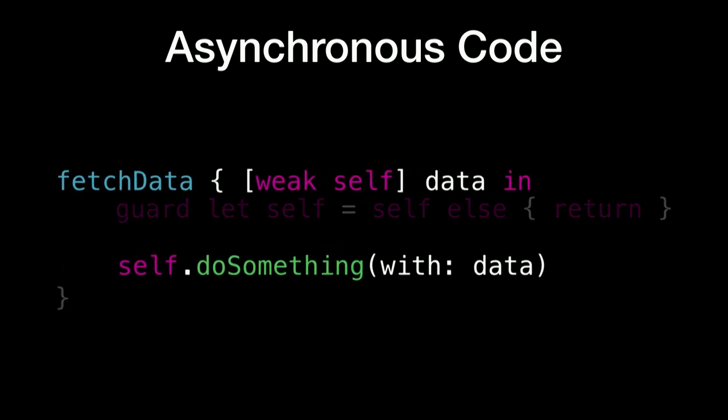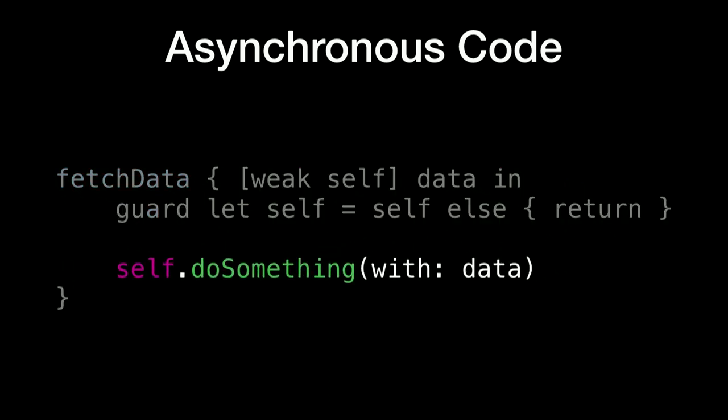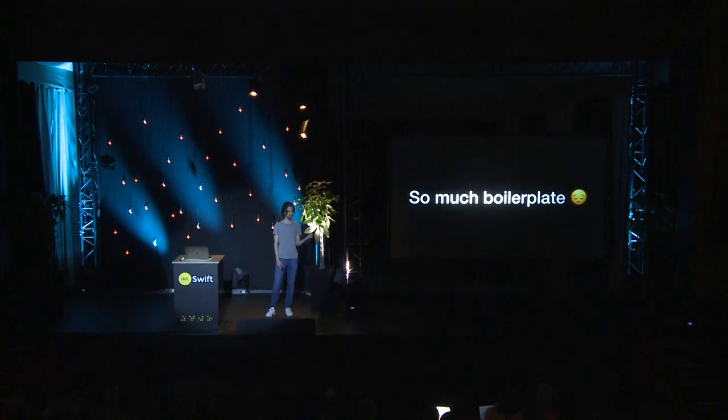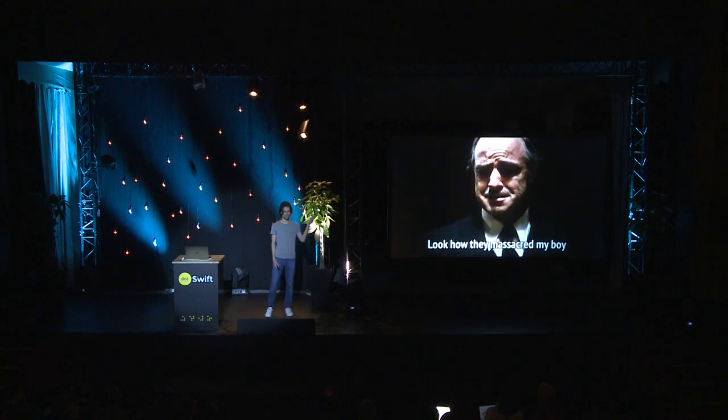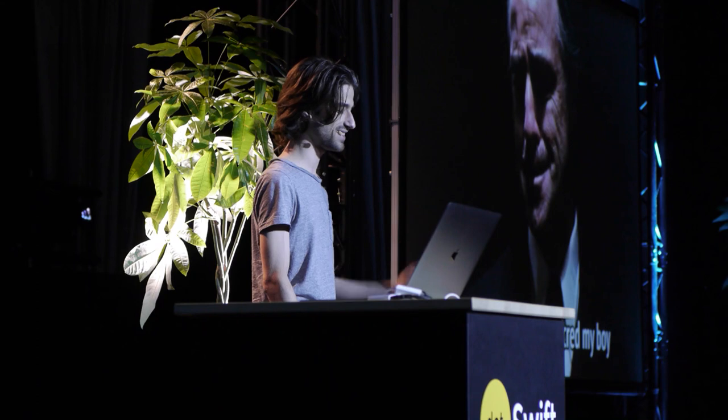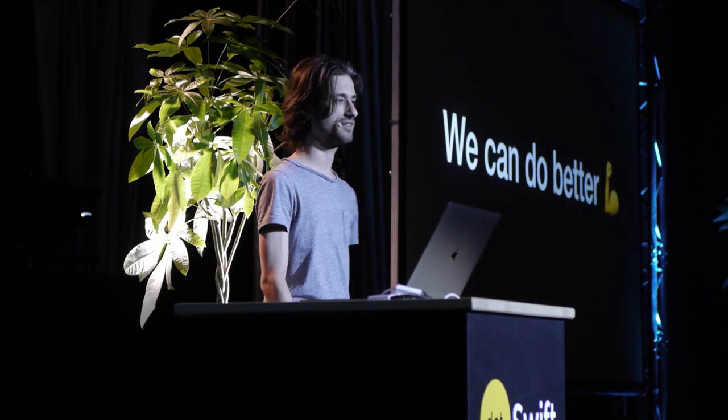We want the real deal. So okay, now we have a non-optional version. But we need to write guard let self = self else return. So just look at all this boilerplate and just remember how clean it was at the beginning. I mean, this is sad. This is sad. But we are smart, so we can do better. Okay, we can do better. We want to do better.